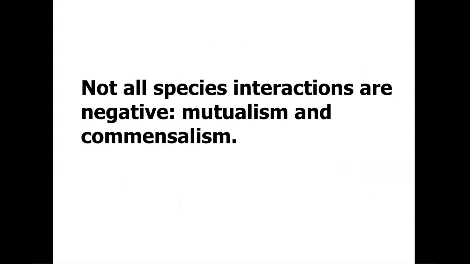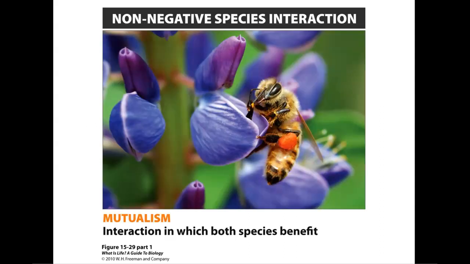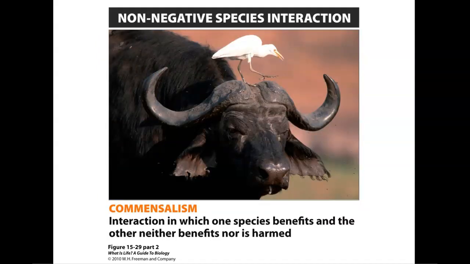Not all species interactions are going to be negative. Other forms of different types of interactions are going to be referred to as mutualism and commensalism. Non-negative species interactions, for example mutualism, is going to be an interaction where both species benefit. Commensalism is going to be an interaction in which one species benefits and the other neither benefits nor is harmed.